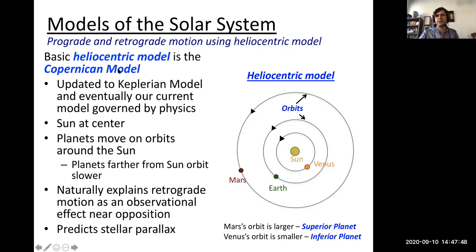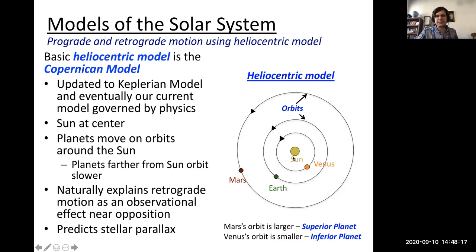So the most basic heliocentric model is the Copernican model. We'll talk about that in the next video. But we have updated the Copernican model quite a bit. It's a more complicated and better heliocentric model. First updated from the Copernican model to a Keplerian model, Johannes Kepler's view of the solar system. And now we're at our current model of the solar system, which is governed by physics.